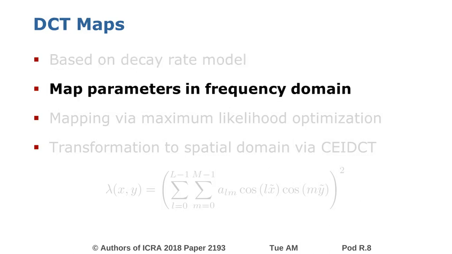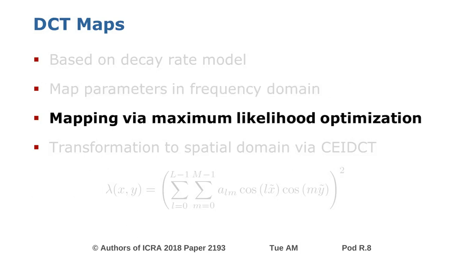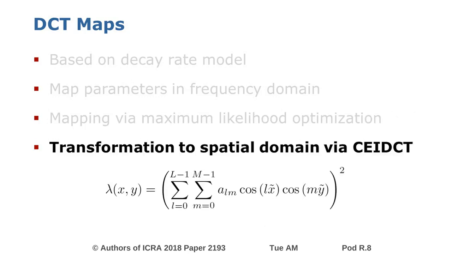Second, the map parameters are not stored directly in the spatial domain, but in the frequency domain. To determine the spectral map parameters, we maximize the measurement likelihood over the map parameters. To transform the spectral representation to the spatial domain, we employ the continuous extension of the inverse discrete cosine transform, CE-IDCT. The resulting continuous DCT maps avoid the aforementioned disadvantages of grid maps.